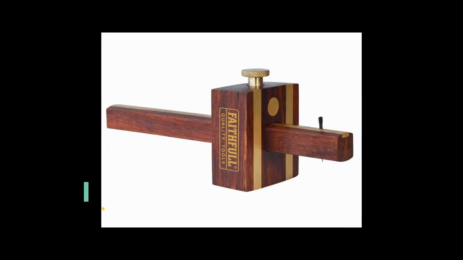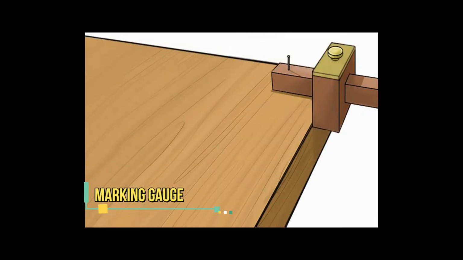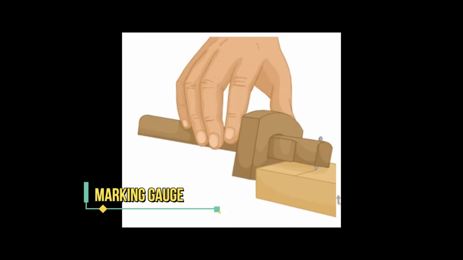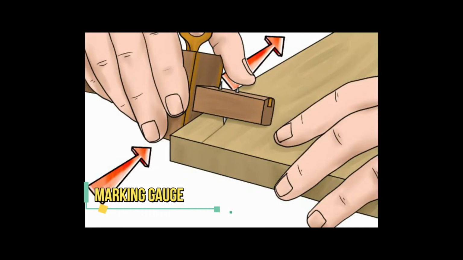The next one is the marking gauge. The marking gauge is made of wood, which is an important tool utilized to make lines at a uniform distance from the edge of a board or piece of work. It consists of a wooden stem on which slides a wooden stop.